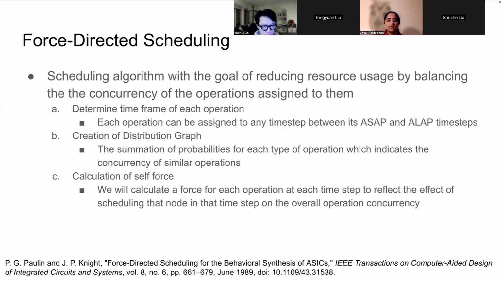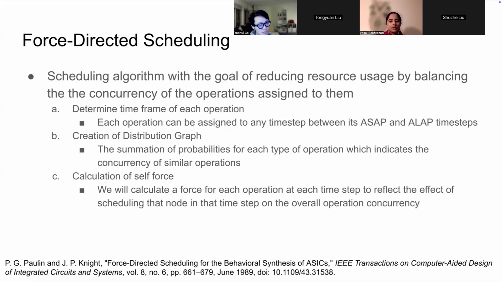There are three major steps to this algorithm. The first is that we determine the ASAP and ALAP scheduling of each operation, and by combining them, we will have the time frame of each operation. Next, we will calculate the distribution graph of each operation, which will indicate the concurrency of similar operations. And then lastly, we will calculate a self force for each node.